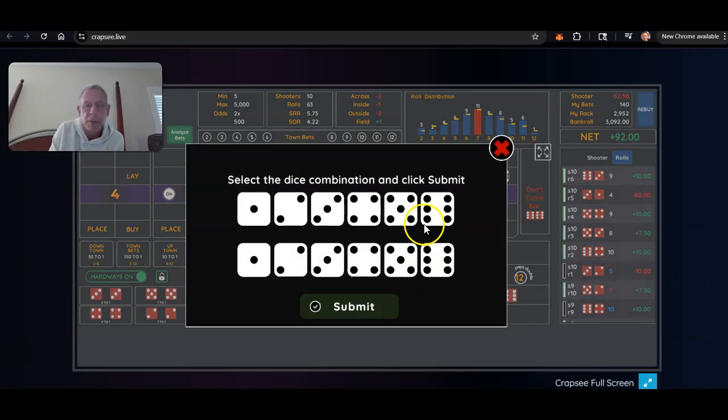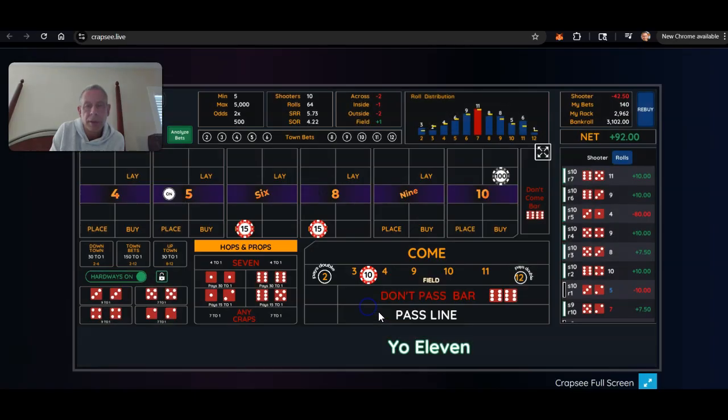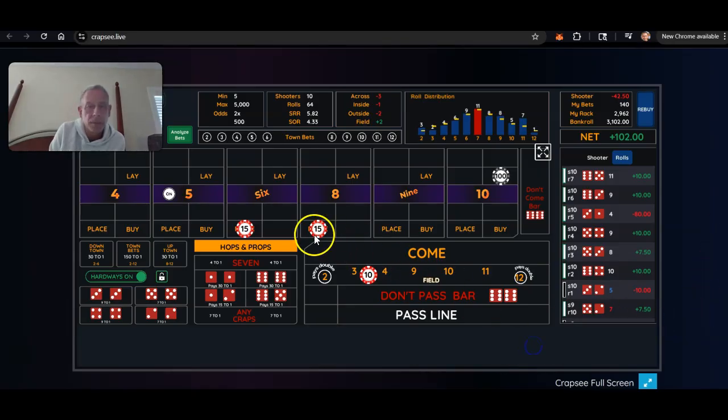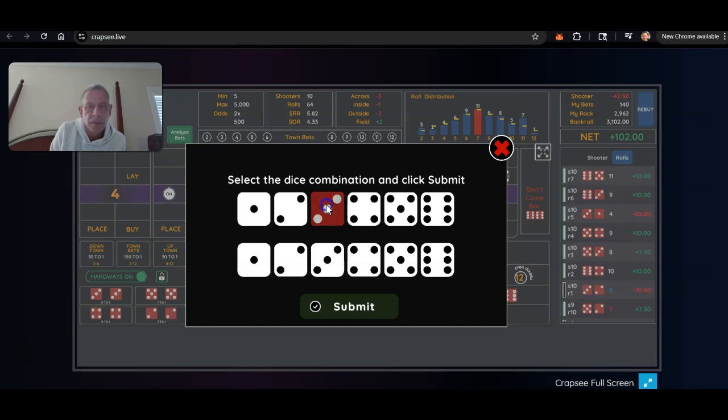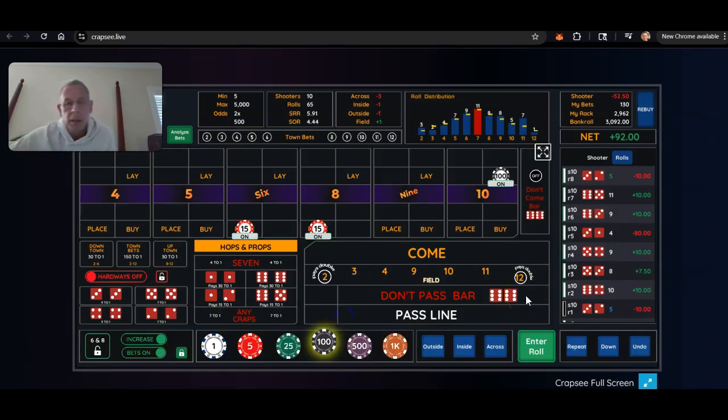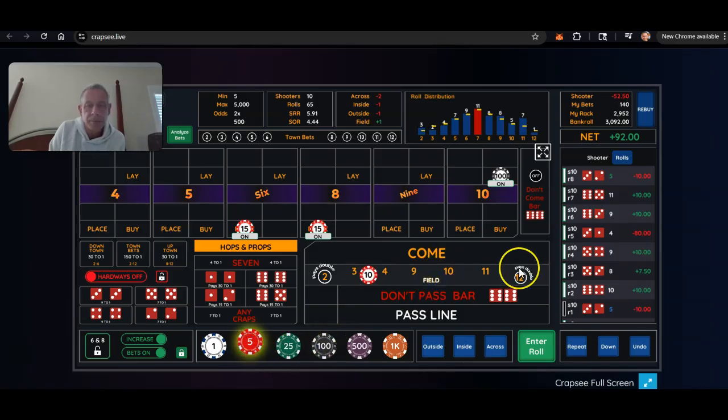6-5-Yo-11. That's going to be a good field. We're not going to do any reduction. Yo 11. Yeah, I think this is the better way to approach this. 3-2-5. We're going to lose the field. 5 winner. Okay. Whoops. Got to go back out on the field. Oh, not with 100. With 10. Okay.